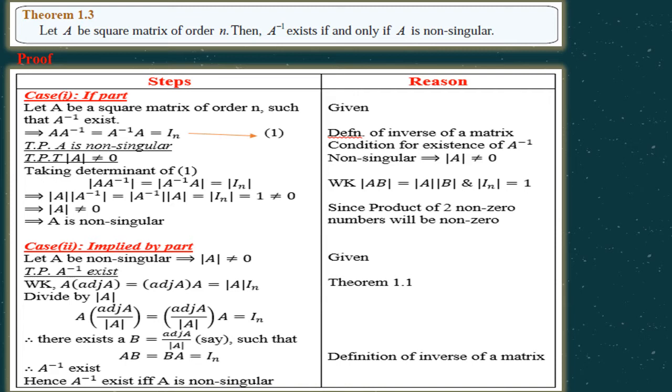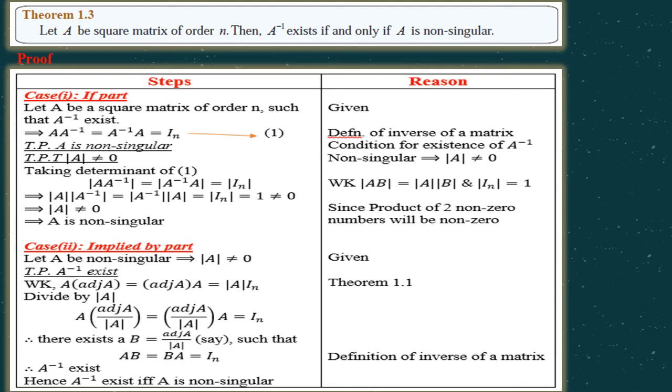So divide throughout by determinant A. Bring this division close with adj A. Okay. So combine adj A by determinant A because as per the formula of A inverse, you remember. So A into adj A by determinant A equal to adj A by determinant A into A equal to I_n. So by definition of inverse of a matrix, we know something multiplied with the A matrix gives a unit matrix. So that something matrix should be the inverse of A.